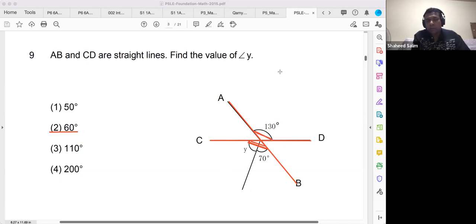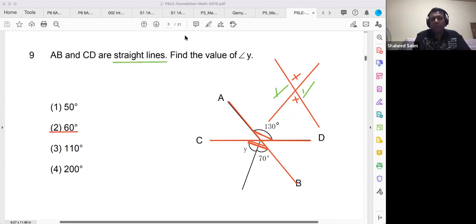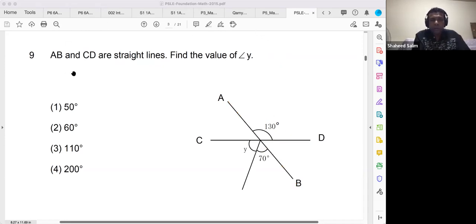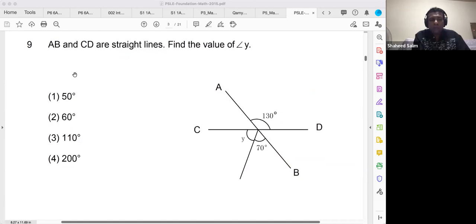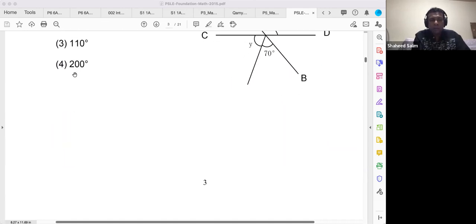Okay? So you must remember every time you have something like that, this angle is the same as this angle. Then what about the other side? Oh, this angle is also the same as this angle. But they must be straight lines. They tell you straight lines. Okay? These are called vertically opposite angles.